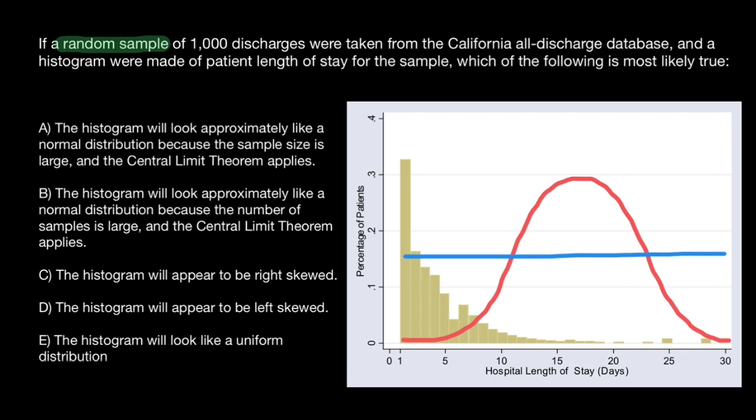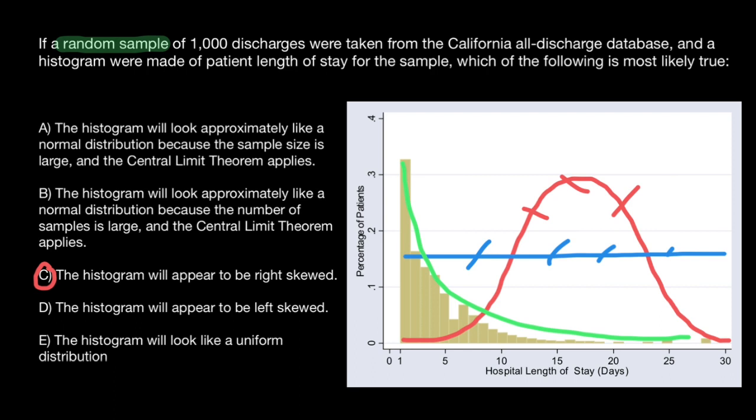And the correct answer is going to be answer C. The histogram will appear to be right-skewed, exactly what we see here. Our sample, because it is large enough, is going to repeat the same picture. So it's not going to look like this, nor like this.